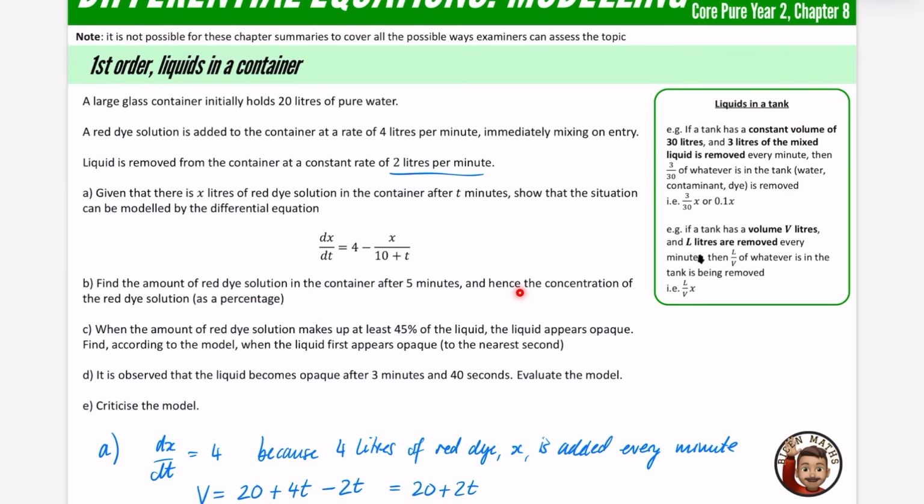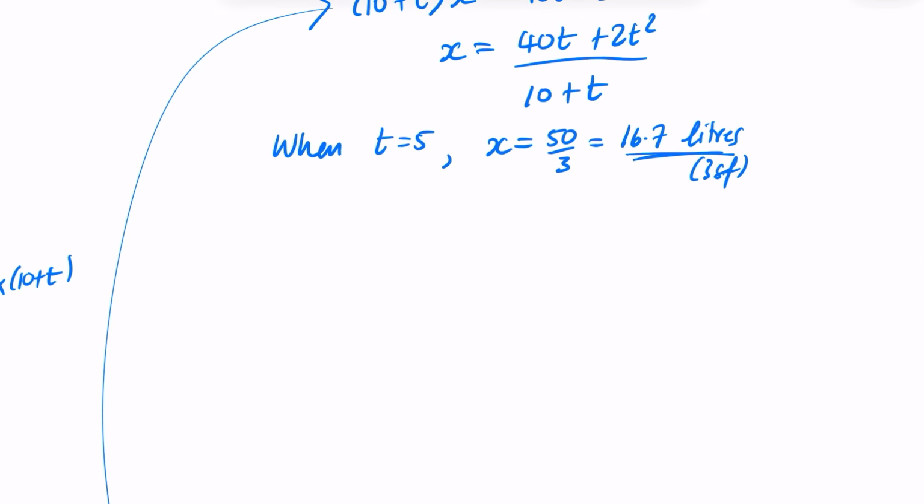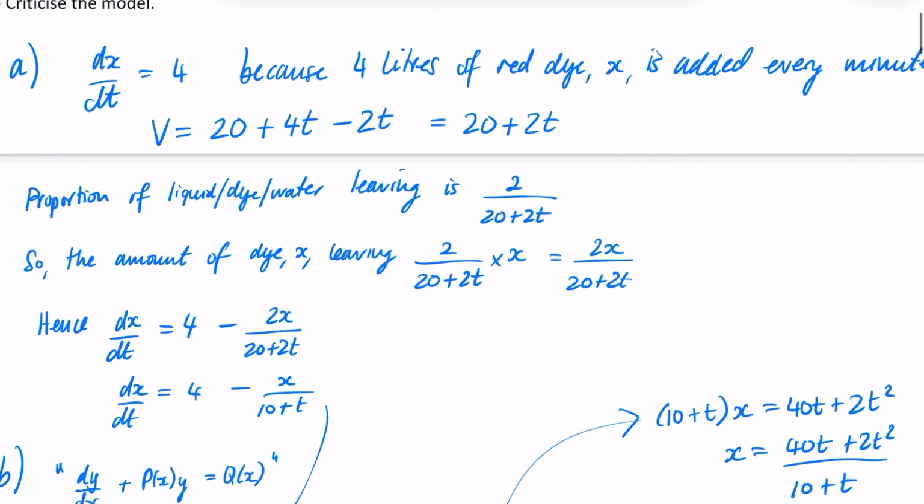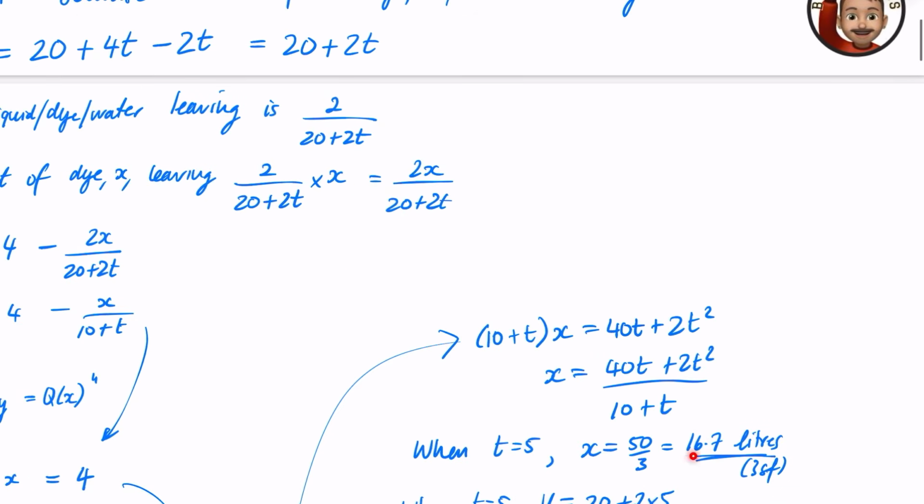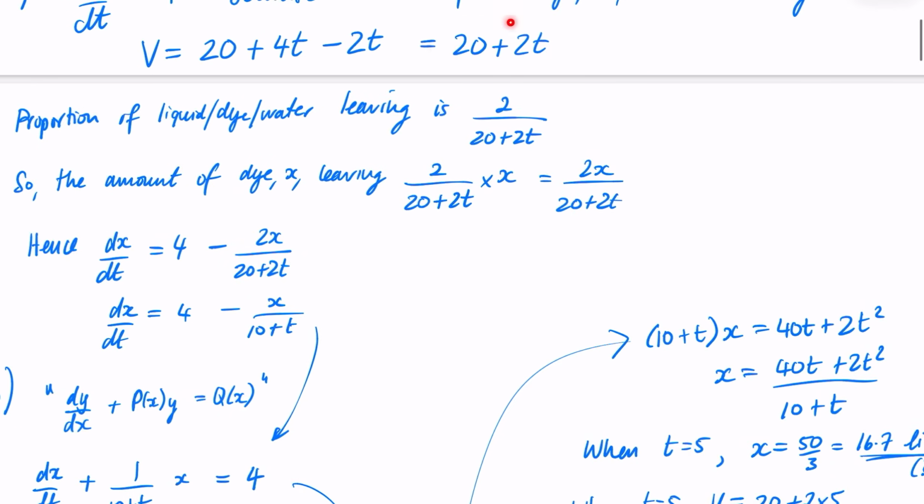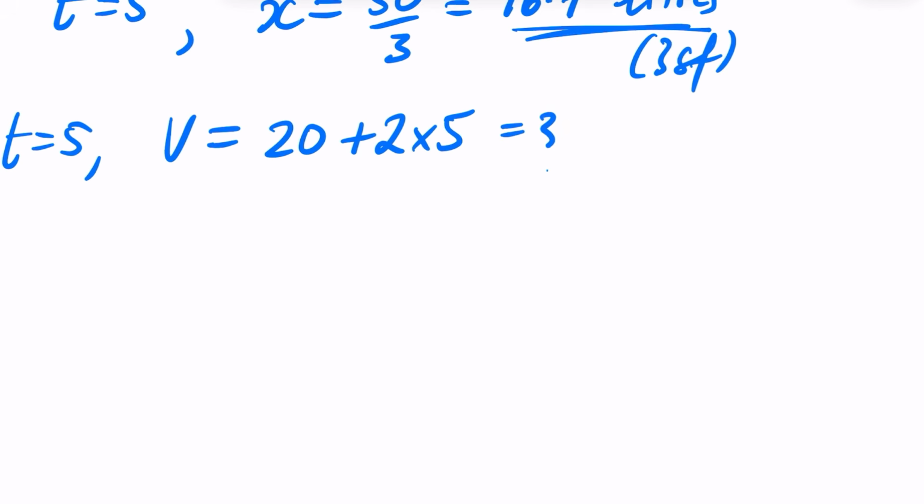And then it says, hence find the concentration of the red dye solution as a percentage. In other words, what percentage of the tank is red dye solution? So we just need to now find out what is the volume when the time is 5 minutes. So when t is equal to 5, the volume of the tank is 20 plus 2 times 5. Now, where am I getting that from? Do you remember we talked about this earlier on? We said that the volume of the tank is this. So if I now know that there is this 16.7 litres that are red, I want to find out how much there is in the tank in total to know what the concentration is. So I will do the 20 plus 2 times 5, which is just 30.